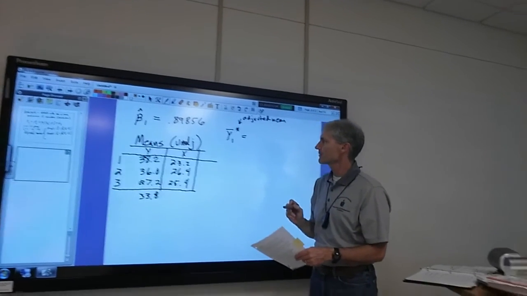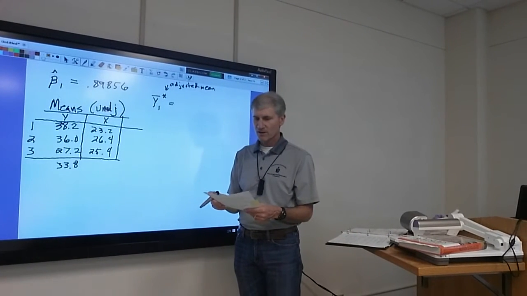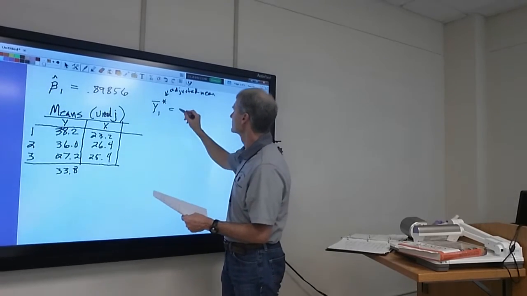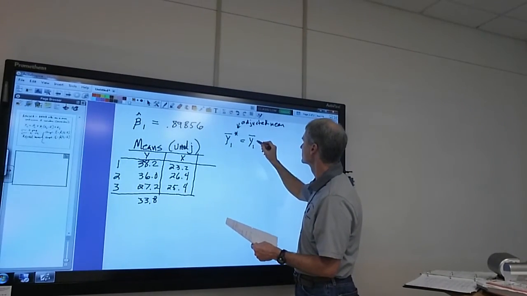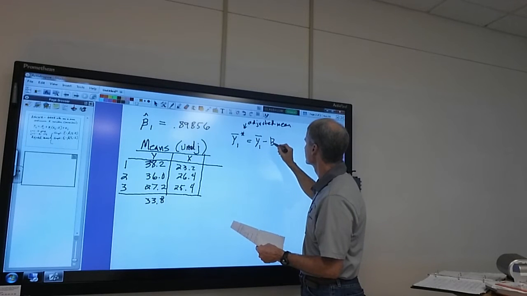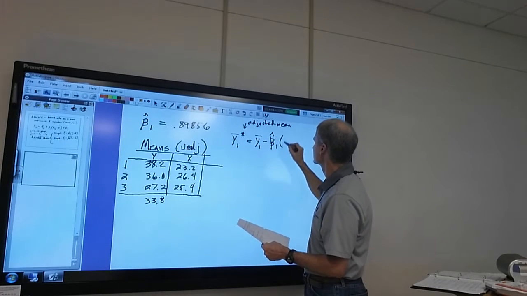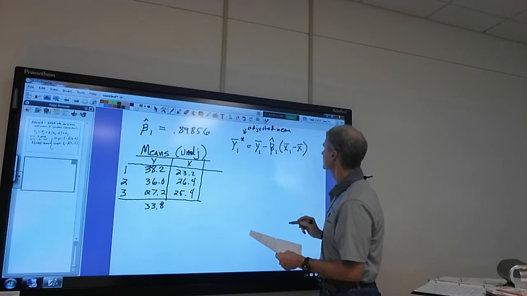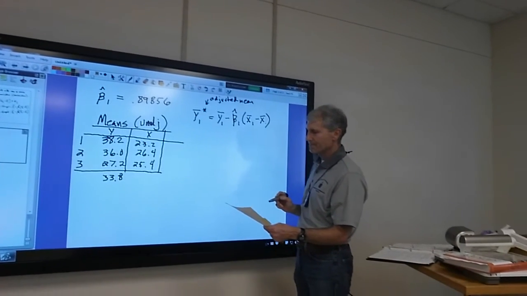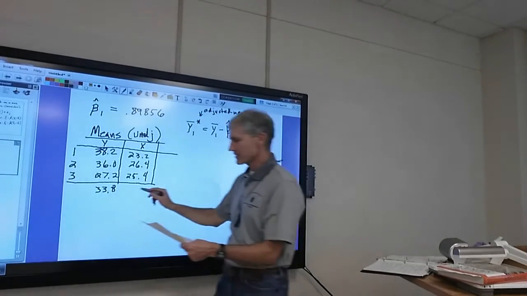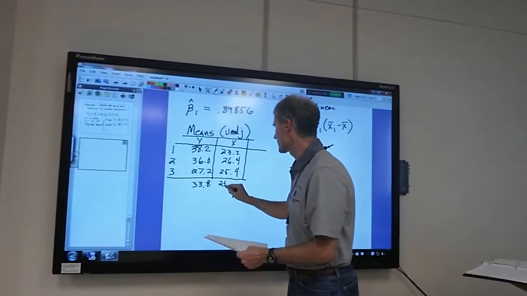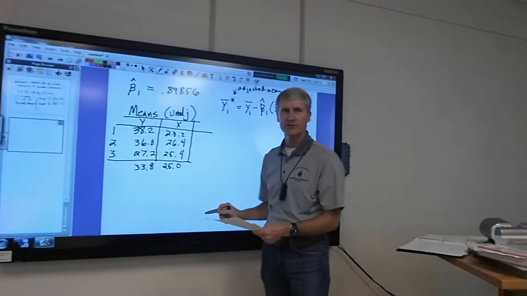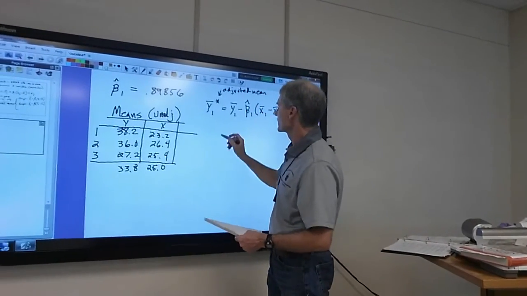Now, what was the formula for the adjusted mean of group 1? It's y bar 1 minus beta hat 1 times the quantity x bar 1 minus the grand mean. Okay? Oh, I forgot to write the grand mean under here. If you averaged all of the stores together and ignored what group they were in, that's 25.0. Alright, so let's compute it.